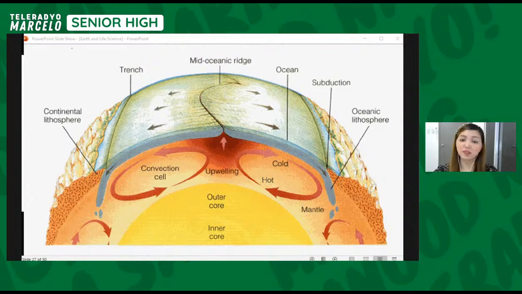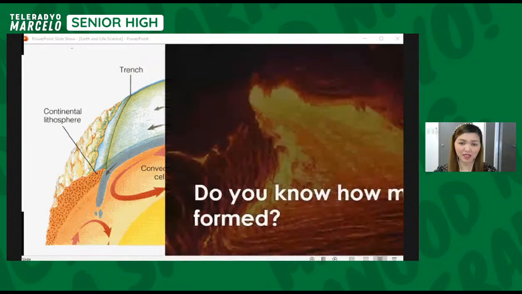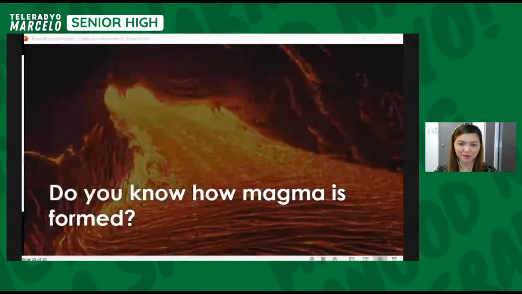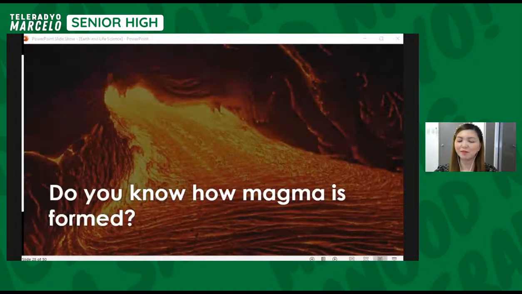And now, speaking of molten rocks, do you know how magma is formed? Anyone? Can you tell me how magma is formed? Let's see the chat box or the comment box, and I will wait for your answers.